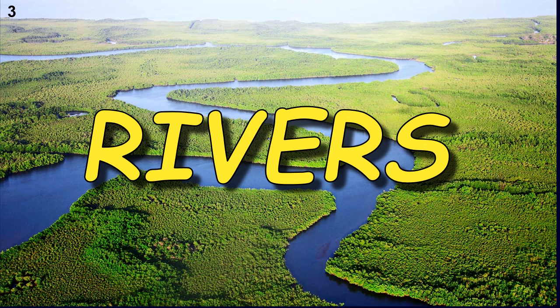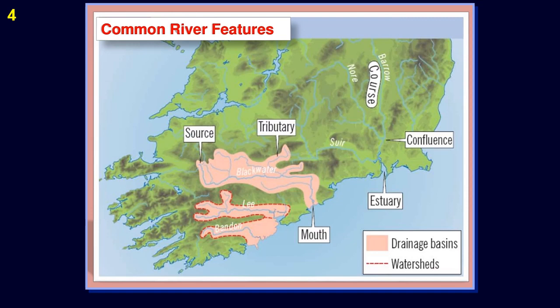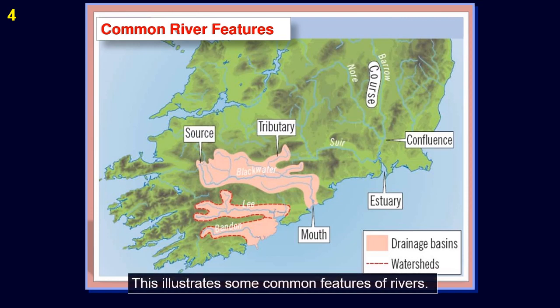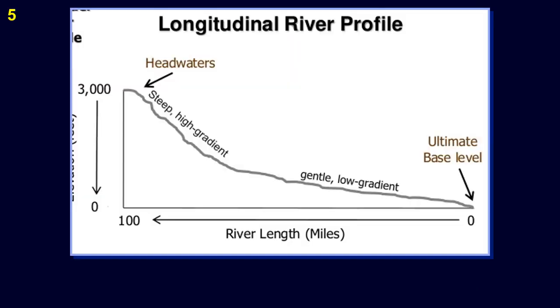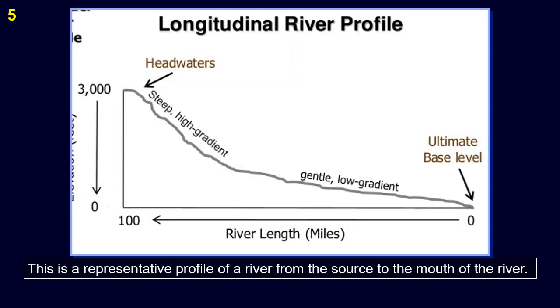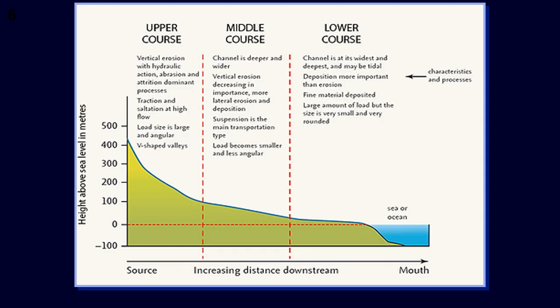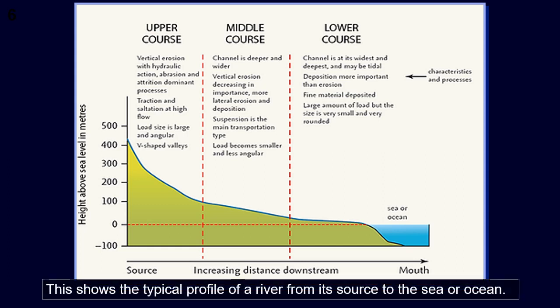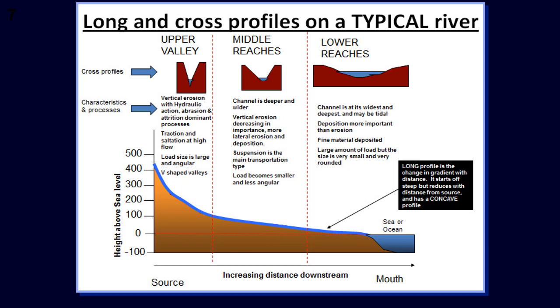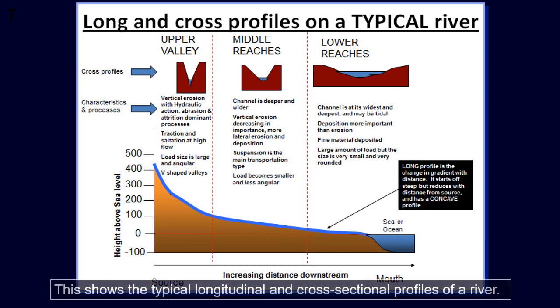Rivers. This illustrates some common features of rivers. This is a representative profile of a river from the source to the mouth of the river. This shows the typical profile of a river from its source to the sea or ocean. This shows the typical longitudinal and cross-sectional profiles of a river.